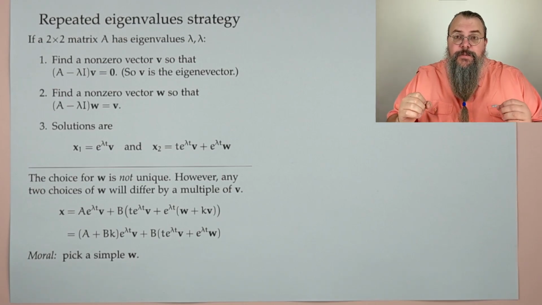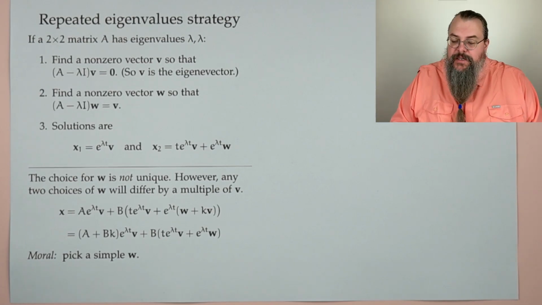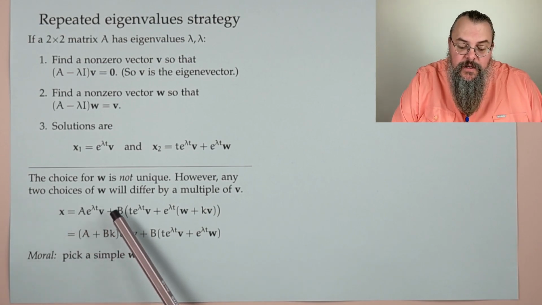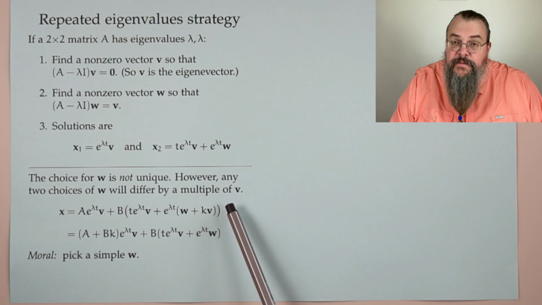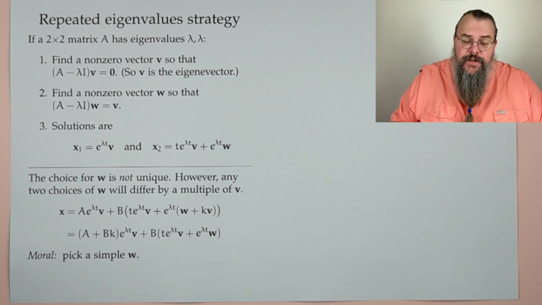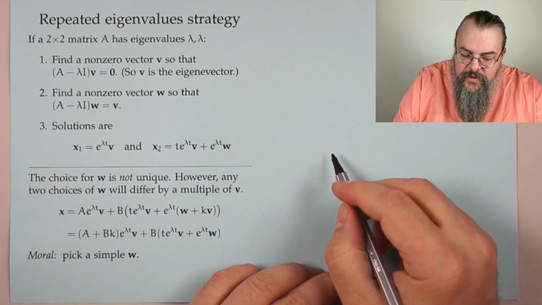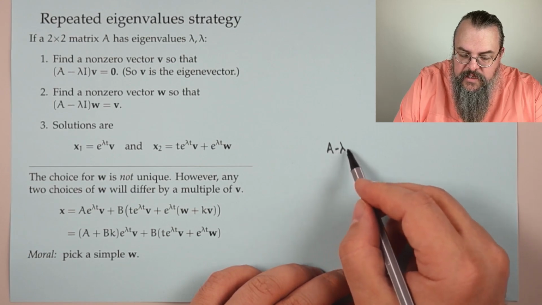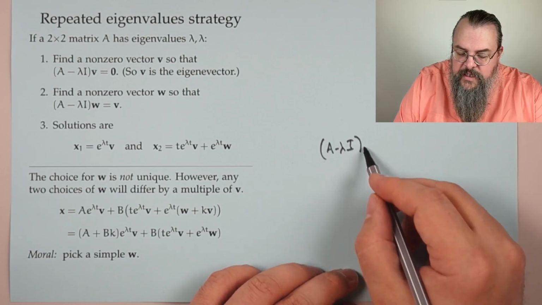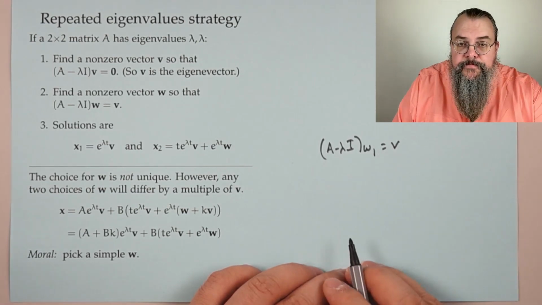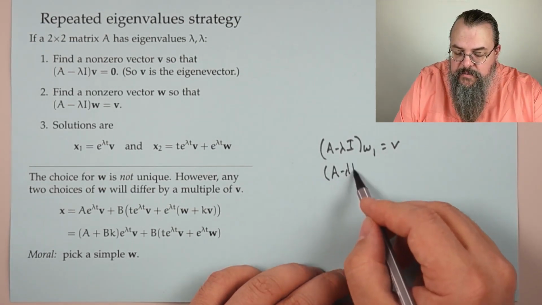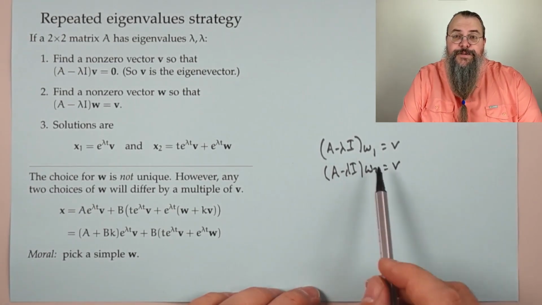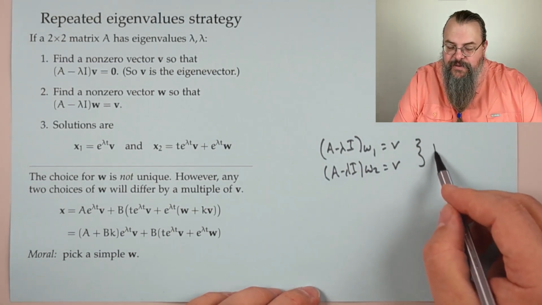And you might say, well, what does that mean? Well, the statement means, look, any two choices of w will differ by a multiple of v. Now, why is that? Okay, so let's just figure this out. Here's the claim. If we have A minus lambda I w1 equals v, and we have A minus lambda I w2 equals v. So suppose we have two w's.